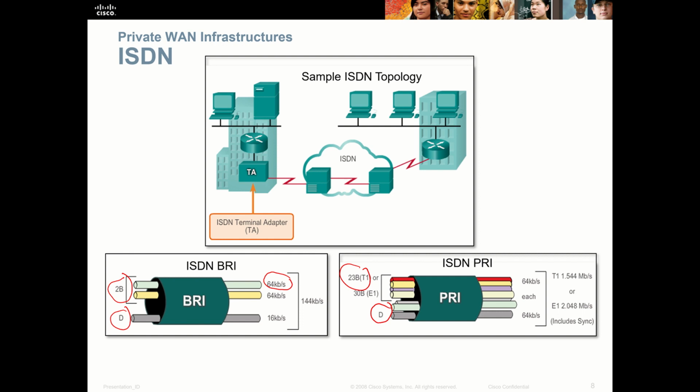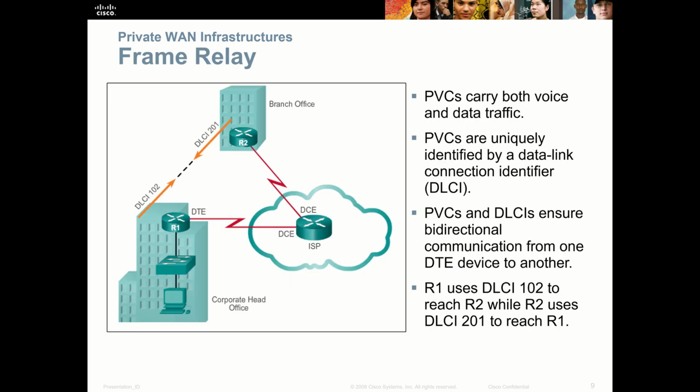Okay, so now we already see the difference between two different ISDN types, which is ISDN BRI and also ISDN PRI. Now, the next technology is frame relay. Frame relay is actually a technology which is proprietary to Cisco, the Cisco organization. So basically, what is actually frame relay?